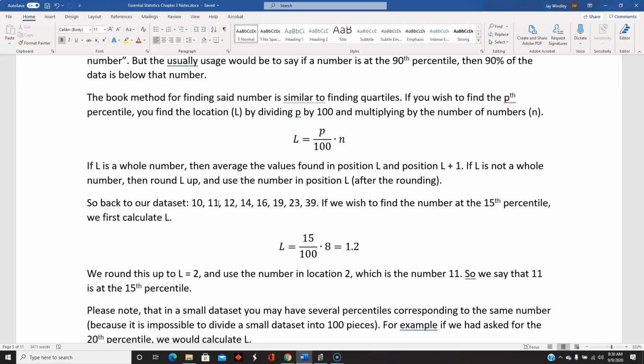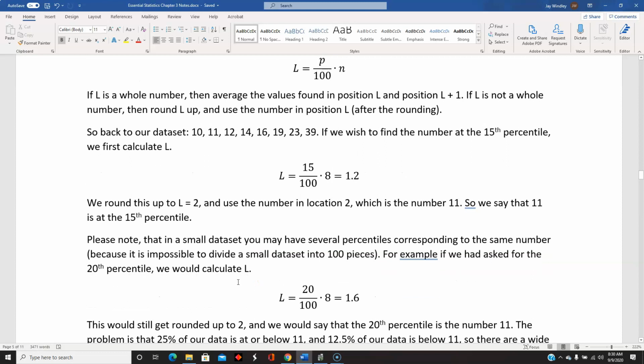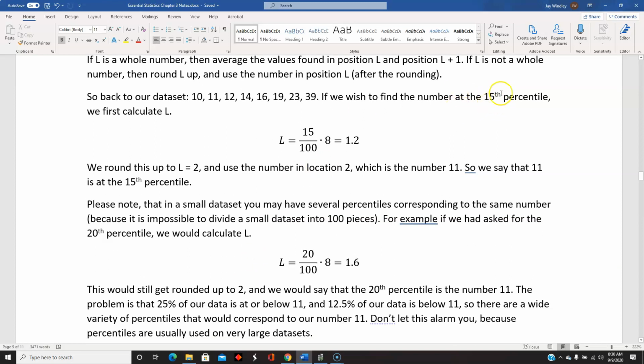Now, there's a problem with trying to take a set of only 8 numbers and split it up into 100 pieces. That leads to some weird things happening. For example, if I had asked instead of the 15th percentile, if I had asked for the 20th percentile, then we would do 20 divided by 100 and multiply by 8 and get position 1.6, which rounds up to 2. And the number in position 2 is again the 11.